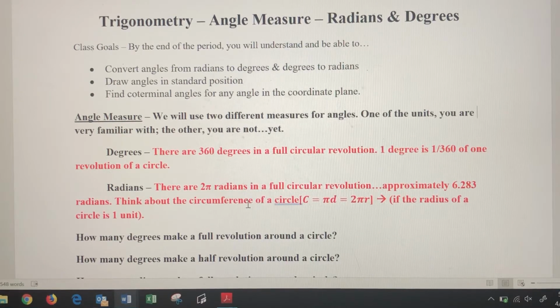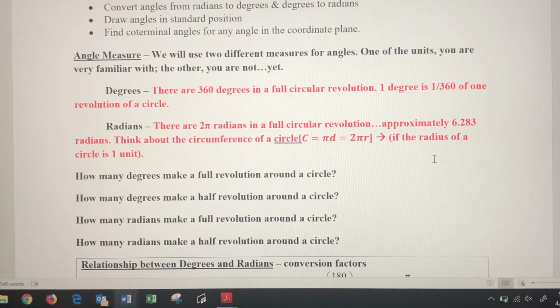If you think back to geometry, think about the circumference of a circle, we had these two formulas: C equals pi times the diameter, or circumference equals 2 times pi times the radius. In the future, we're going to talk about what's called the unit circle. If the radius of a circle is 1 unit, then we've got 2 pi radians measuring that full circular revolution.